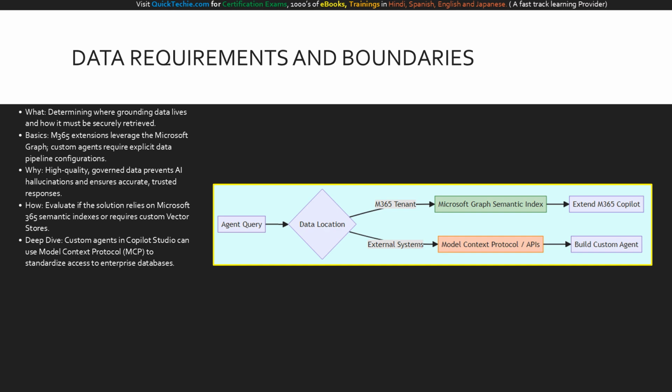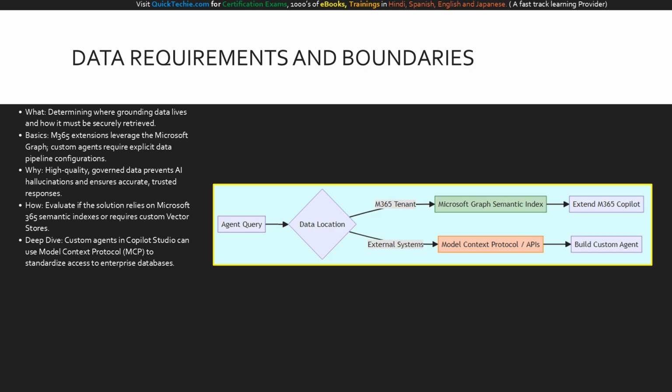For a deep dive, when building custom agents, solution architects can leverage the Model Context Protocol, or MCP. MCP creates a standardized, secure contract for agents to retrieve and reason over structured enterprise context from systems like Dynamics 365 Finance and Operations. Let's map out the data retrieval flow.